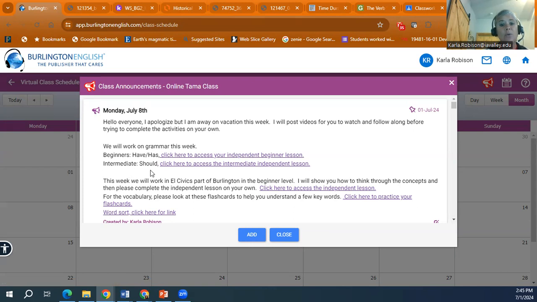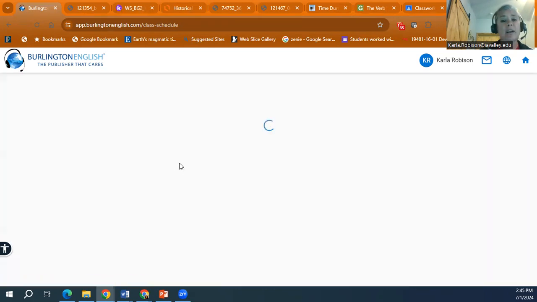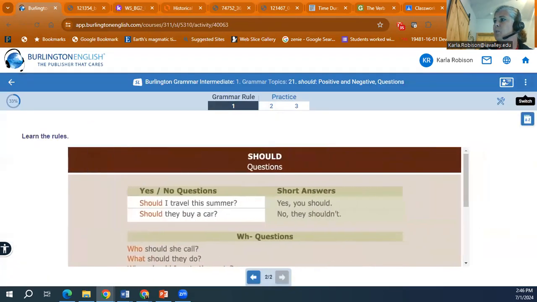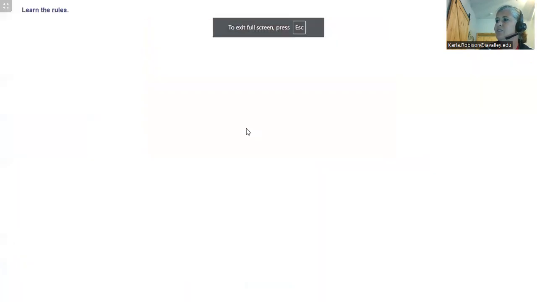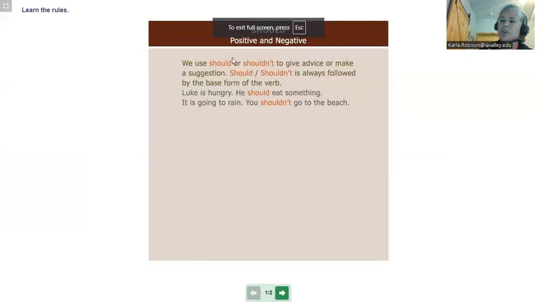For those of you who have a little more English behind you and feeling more comfortable, let's try a harder level. So in the intermediate level, we are working with should, okay? And should also works with positives and negatives, okay? We use should, or we can use shouldn't, which is the contraction of should not. We use it to give advice or to make a suggestion. So you're trying to tell somebody kind of what to do.